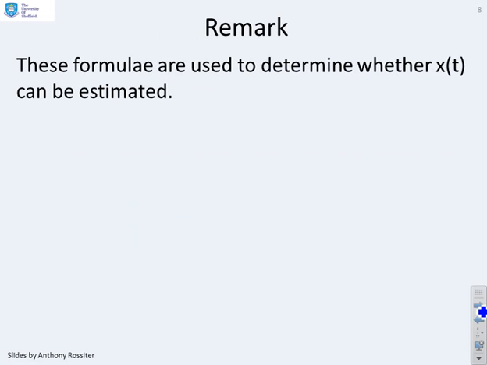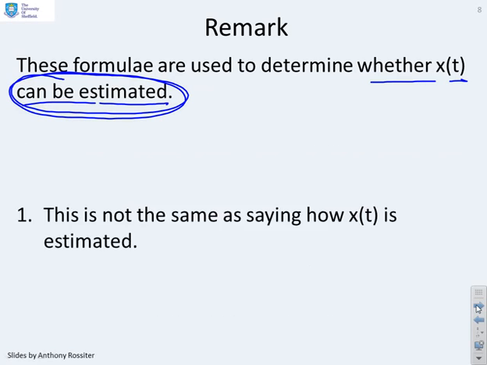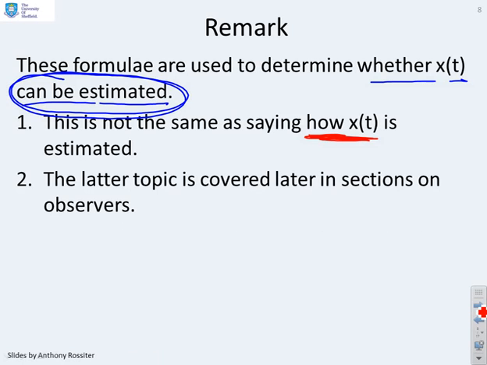So remark: the formula I used to determine whether x of t can be estimated, and the key thing is can it be estimated? So the observability matrix gives you a yes/no, either x of t can be estimated or it can't, and you'll notice that is very different from saying how x of t is estimated. So the test doesn't tell you how, it just tells you whether you can. The latter topic will be covered in the next series, which looks at controllers and observers.